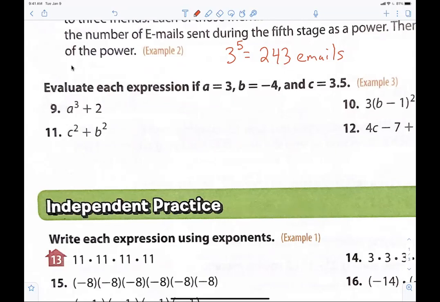Wow, how did you do that? What's A? 3 to the third power plus 2. All right, that's it. I'm okay with that. 3 to the third power plus 2, he is correct, is 29. All right, now tell me again, what does 3 to the third power mean?